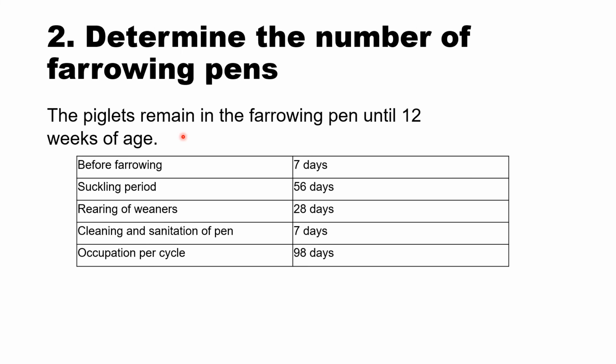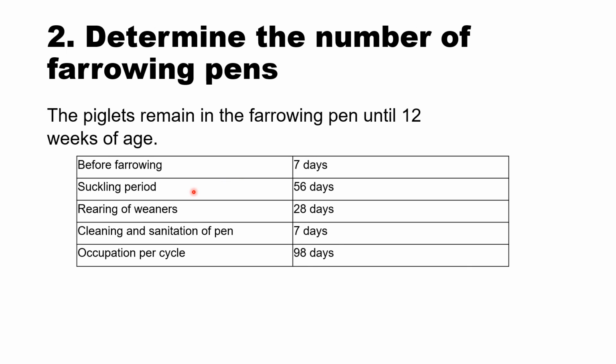So we compute ilang days yung na-occupy yung farrowing pen. So before farrowing, bakit natin ilalagay itong before farrowing na 7 days? Kasi yun yung recommended, di ba? Pag 1 week before farrowing, ilalagay mo na siya sa farrowing pen. So meron siyang 7 days na nandoon na yung sow natin.